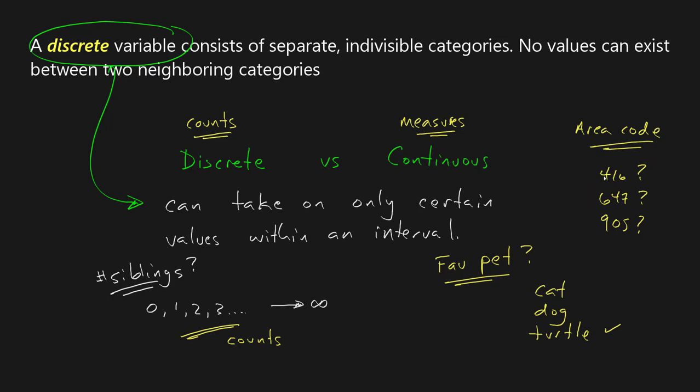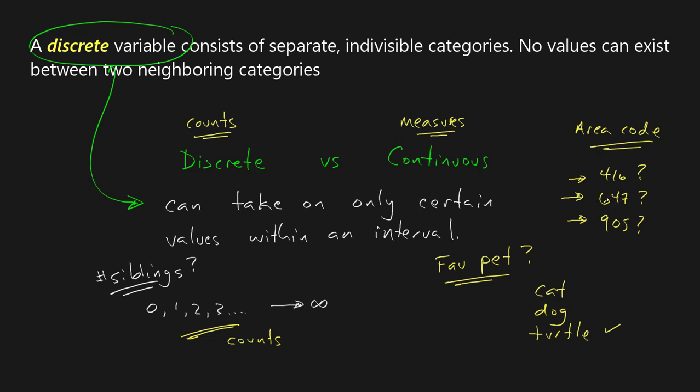Within the city that you live in, typically there won't be any options between these. It's not as though you could have any value between 416 and 647 or between 647 and 905. These are going to be distinct and separate categories that are assigned by the phone company, and so you have to fall within one of these categories, but you don't have the option of falling anywhere in between.